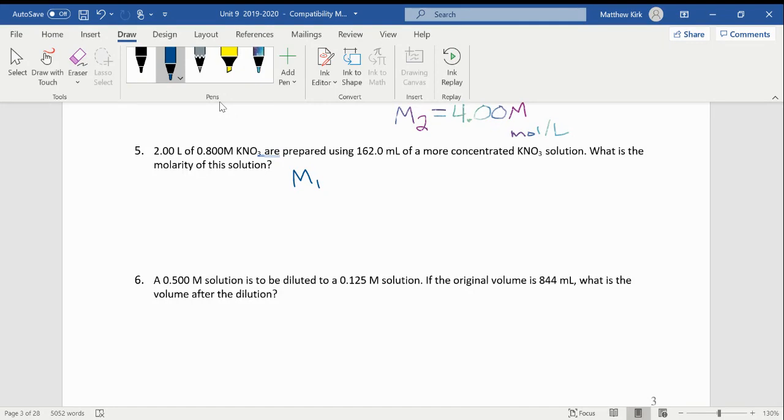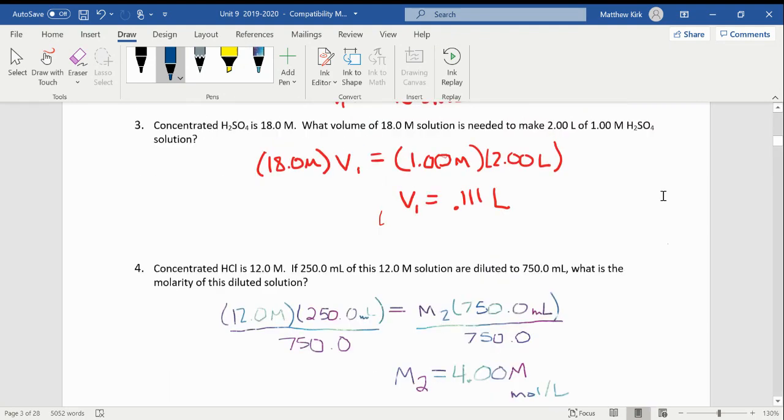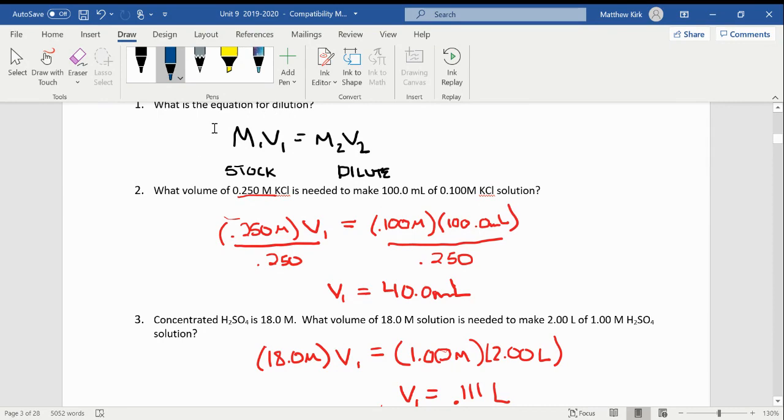We're told we have 162.0 milliliters of that more concentrated solution, and we use it to make that 0.800 molar solution with that final volume of 2.00 liters. So that's our setup. Again, you could have done M2V2, as you could have done M2 as our unknown and 162.0 milliliters as V2. It's just by convention, I like to have my M1V1 side be my more concentrated side.